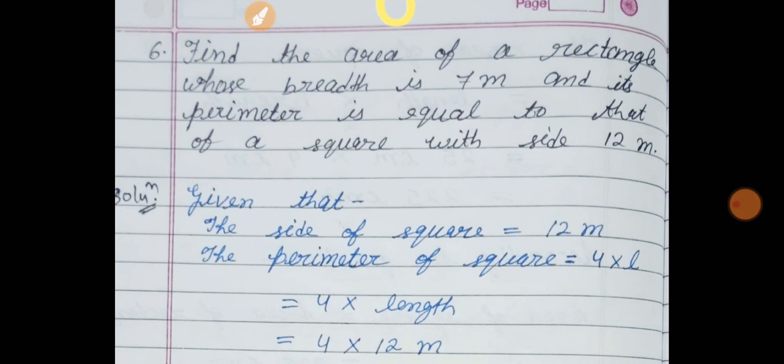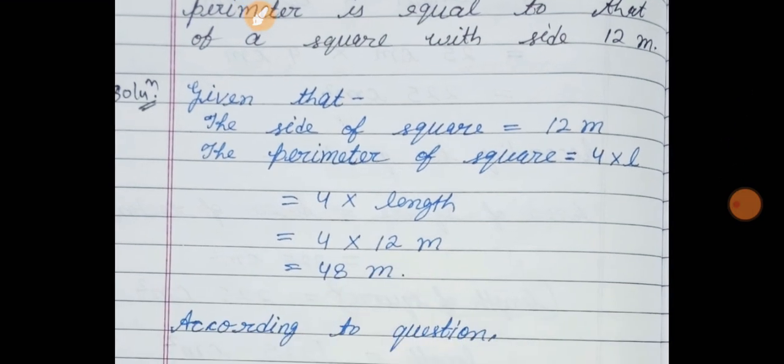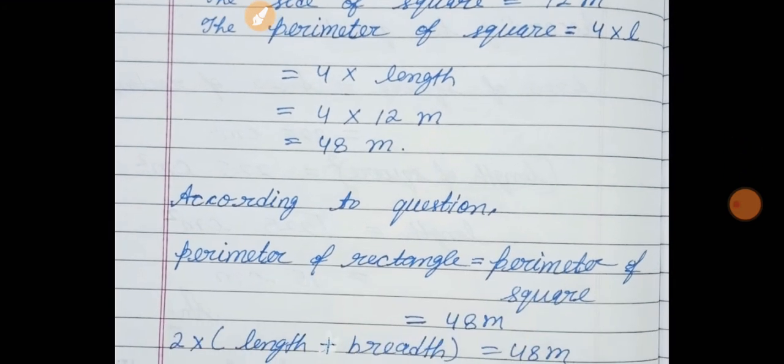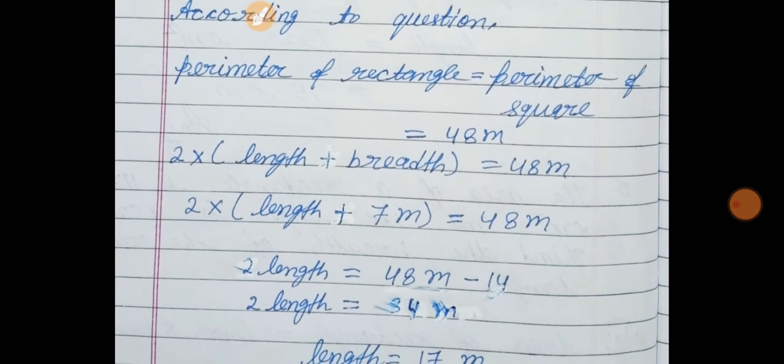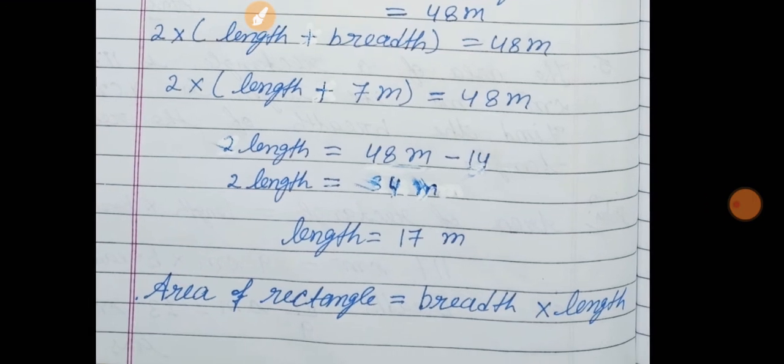And in the question, perimeter is also given. So perimeter of the square is equal to 4 into L, which is 4 into length is equal to 48. Now according to the question, perimeter of rectangle is equal to perimeter of the square, which is 48 meters. So for the perimeter of the rectangle, formula is 2 into length plus breadth, and length is not given, breadth is given, it is 7 meter. So from here we can find out the length, 17 meter.